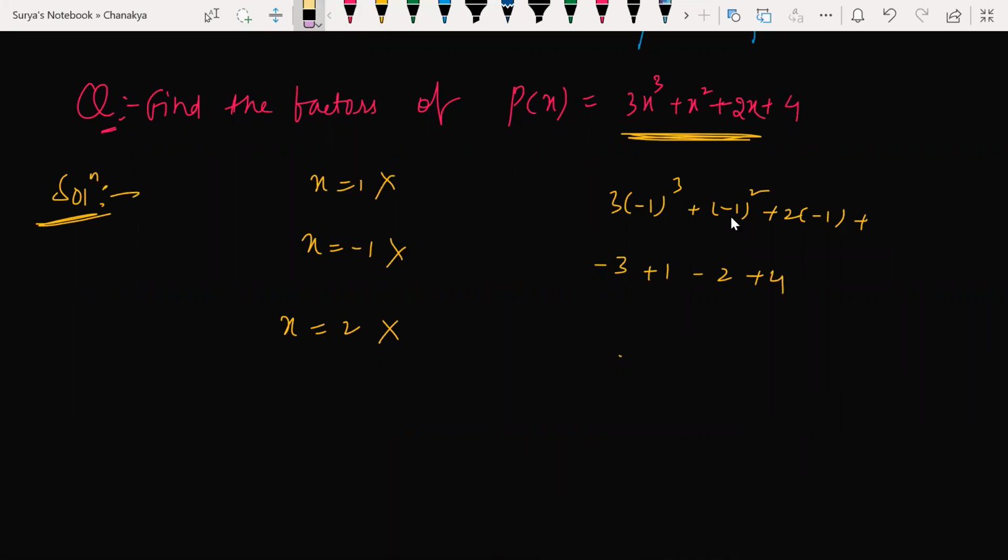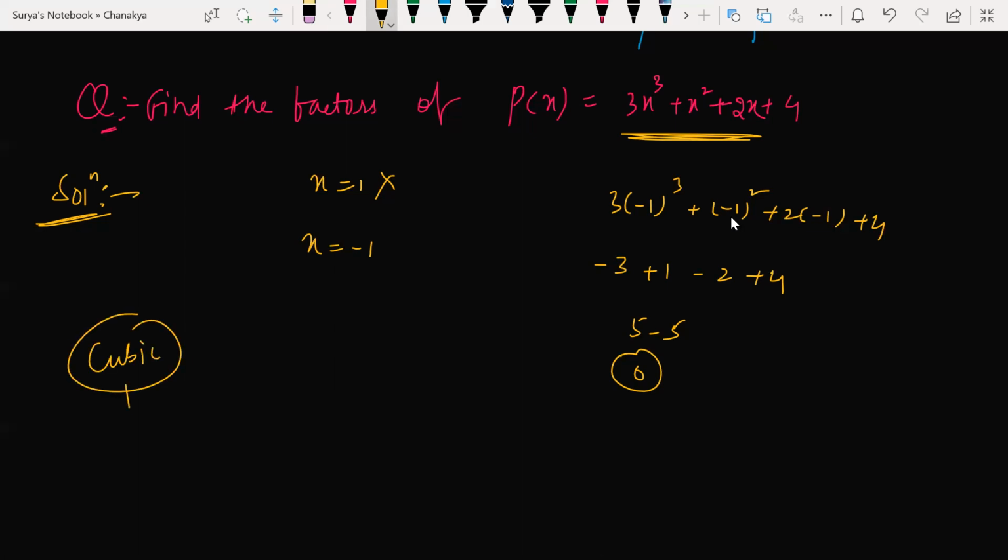Sir, any tip? We need to guess its factor, right, sir? Isn't there any other method? So we have to guess whether x equals to 1 will come or not. Why do we have to do that? Because to know one factor, if you know one factor, look at this here. The given polynomial is a cubic polynomial, right? A cubic polynomial will be having how many factors? 3 factors or 3 roots.